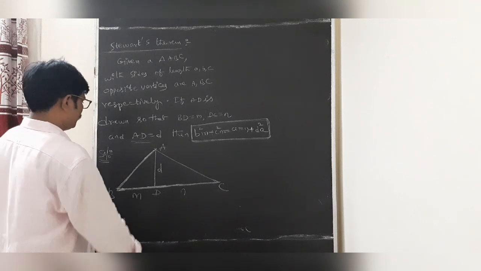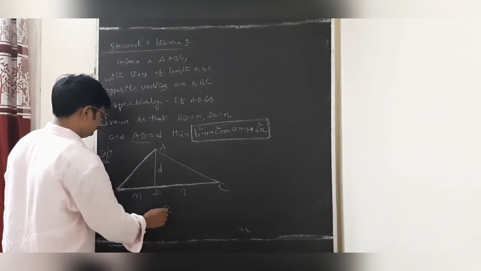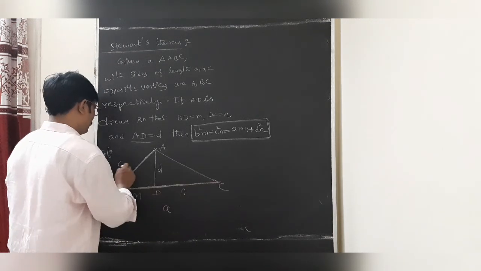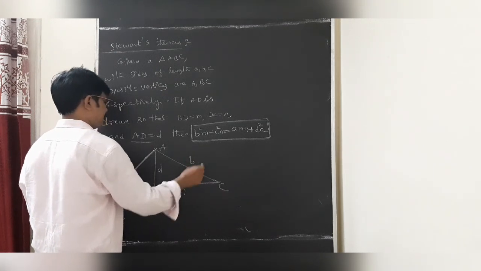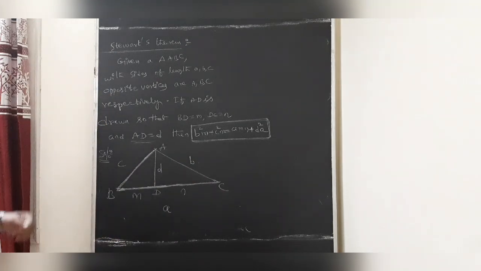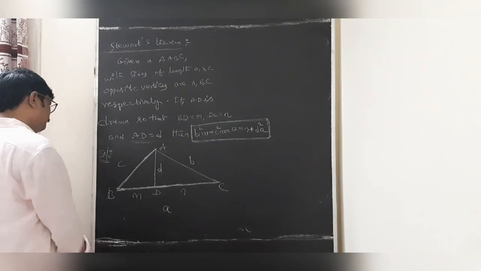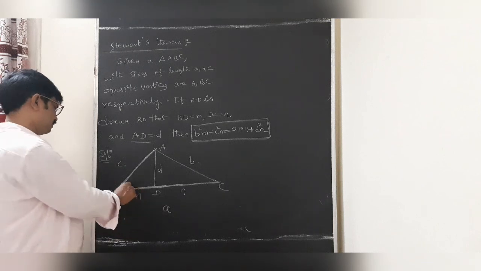This is small a, opposite of C is small c, and this is small b. So how to write this, students? This is D.